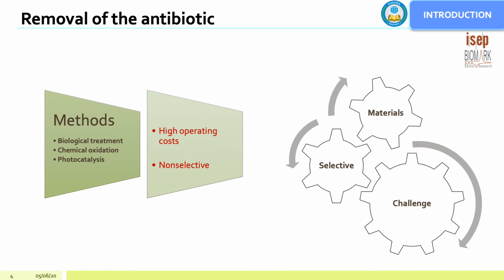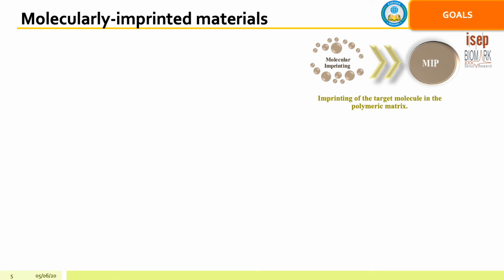Currently, there are some methods that are used to remove the antibiotics from water, but those methods have high operating costs and are not selective for antibiotics. So the challenge here is developing a material that is able to recognize and bind antibiotics with high affinity and selectivity. Thus, this work pretends to develop selective material based on molecular imprinting polymer by using a molecular imprinting technique.